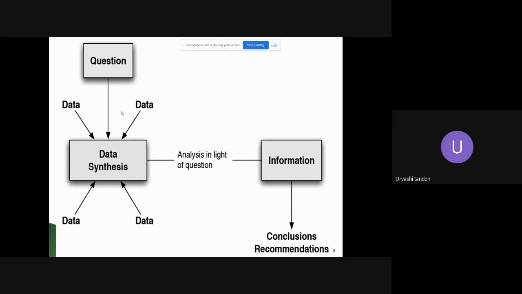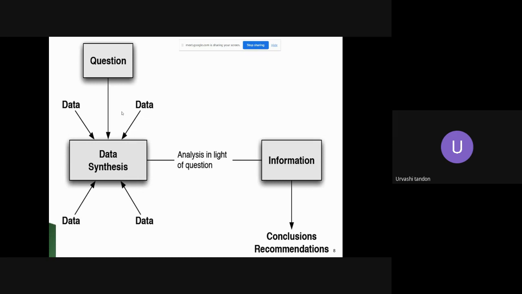You have a question in your mind. I always say, as I mentioned in my previous slides, the question should be clear, the problem should be clear. You have some question in your mind which you want to solve with the help of your research. You have data for that. You synthesize that data and try to get the information in light of your research question, because here the important thing is the research question.